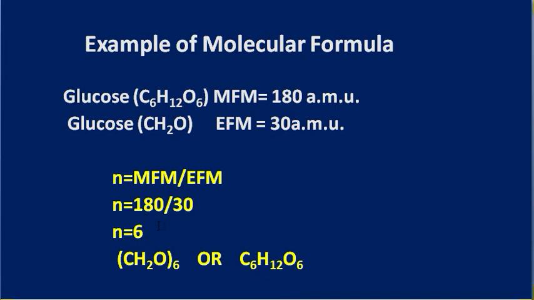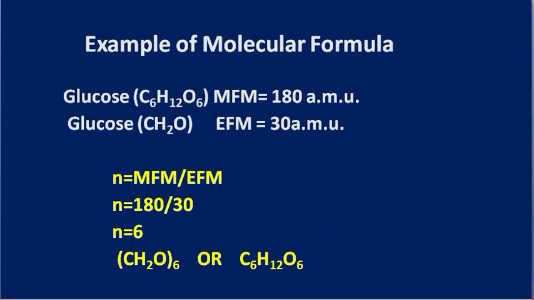So in our formula, we say that the molecular formula is the empirical formula times N, right? So CH2O, then bracket and then 6. If we multiply this by 6, so 6 ones are 6, and 6 twos are 12, and 6 ones are 6. Now we will get the actual formula, and this actual formula of glucose is C6H12O6, right?